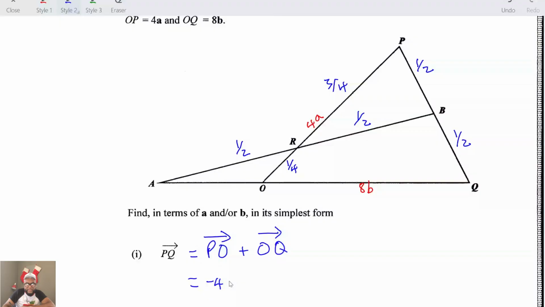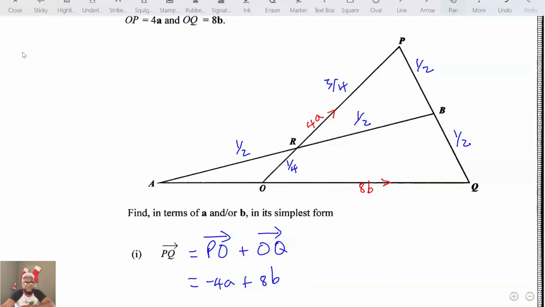It'll be negative 4A, because this was OP and this is OQ, right? So this will be negative 4A plus 8B. Simple as that. That question is done already. Let's see what's next.